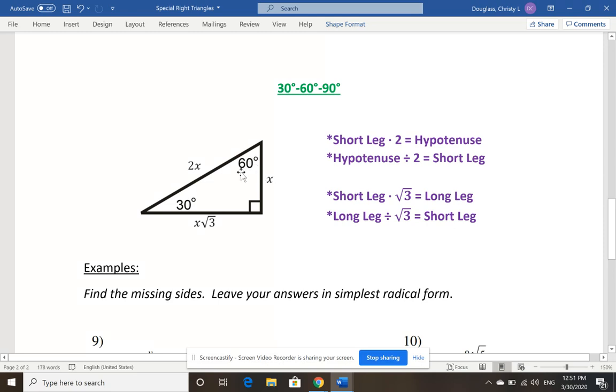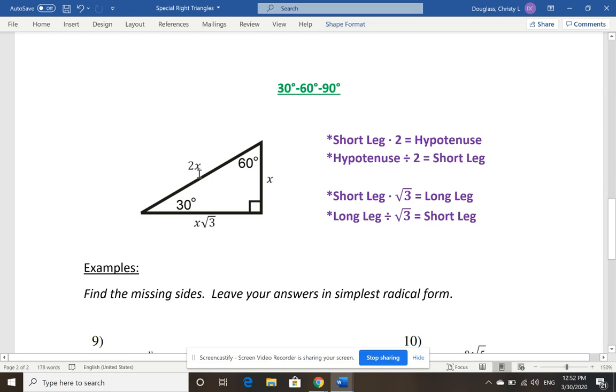The long leg is opposite your 60-degree angle. And then, of course, your hypotenuse is the longest leg of all. So you know that 30, 60, 90 is ordered from small, medium, large, and your sides are in order from short leg, long leg, and hypotenuse. So we know that from the short leg to the hypotenuse, you're going to multiply by 2.